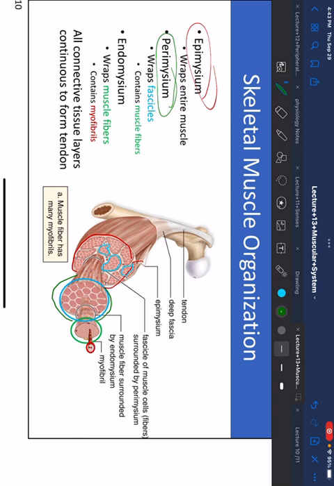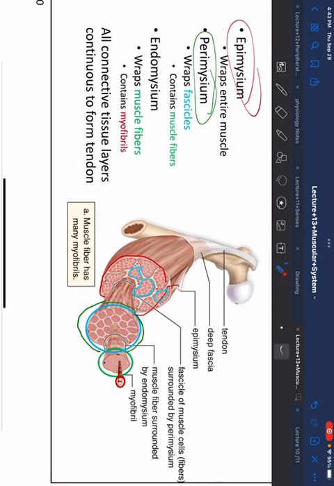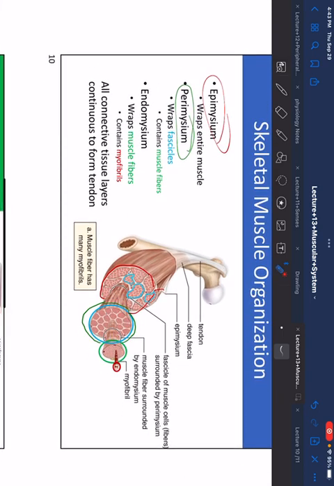And then within each fascicle, now it's subdivided into even more cylinders. These cylinders would be your myofibrils, aka your muscle fibers. So in green, those are your muscle fibers.